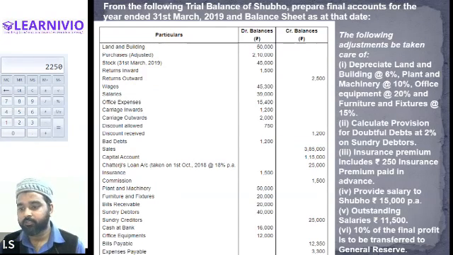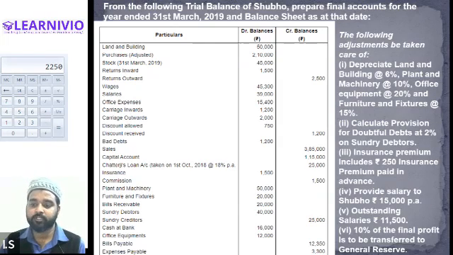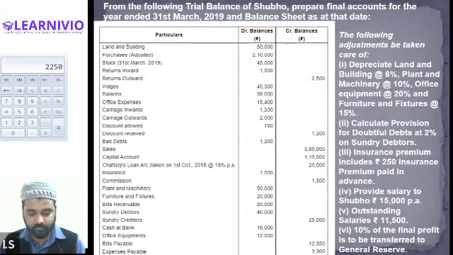Next we have insurance, and I can see that there is an adjustment entry regarding insurance given in the question. Adjustment item number 3, insurance premium: include 250 rupees insurance premium paid in advance. So this insurance of rupees 1,500 includes advance insurance premium paid of rupees 250. Can anyone tell me how we can deal with this?